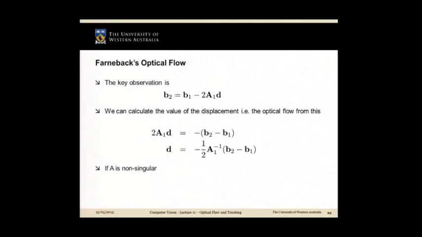If you look at this particular expression, these are just the coefficients of x square and x, right? And again, this equation is solvable if A is non-singular, because for a singular matrix you can't compute the inverse, right? So it should be non-singular.